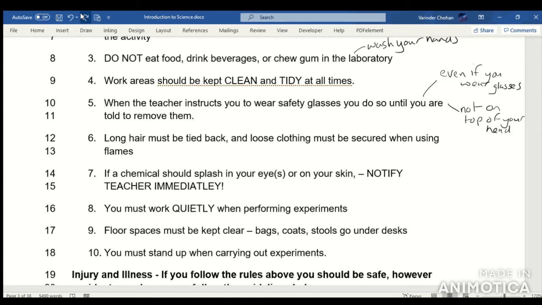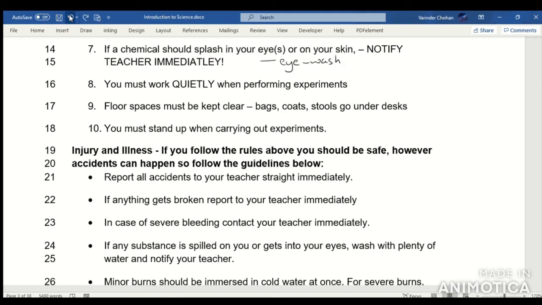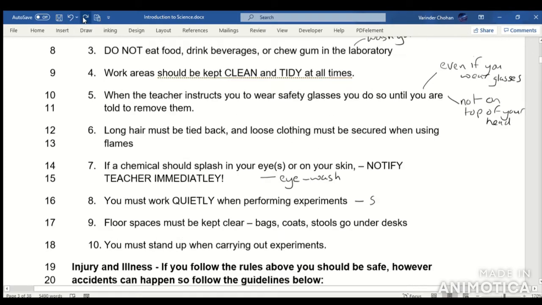Number 7, if a chemical should splash in your eyes or on your skin, notify the teacher immediately. If it's on your skin, make sure that you wash the chemical off as soon as possible. If it goes in your eyes, you will need to use an eye wash. Number 8, you must work quietly when performing experiments. This is so that you can hear the instructions that your teacher gives you.